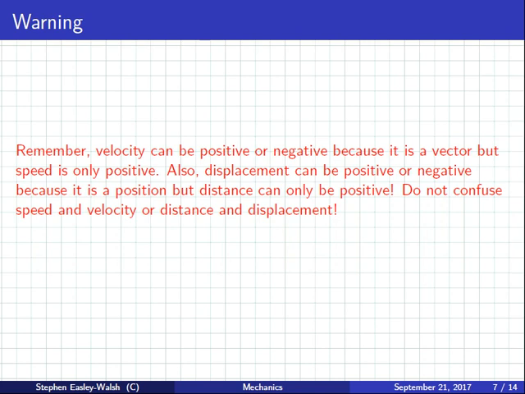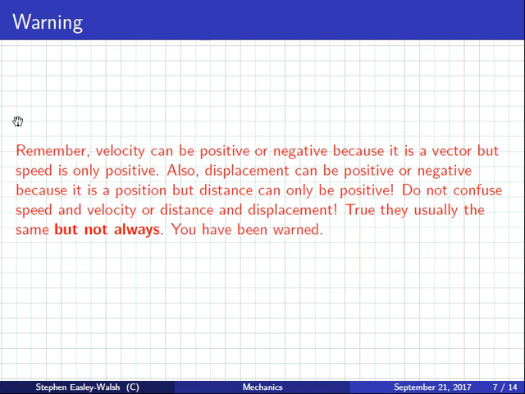Okay, got that? Warning message? Yep. So even though I tell you this, some people will sometimes forget this, so try not to, okay? Right. Usually they're the same in most questions: velocity and speed, distance and displacement. But they're not always, so you've been warned.